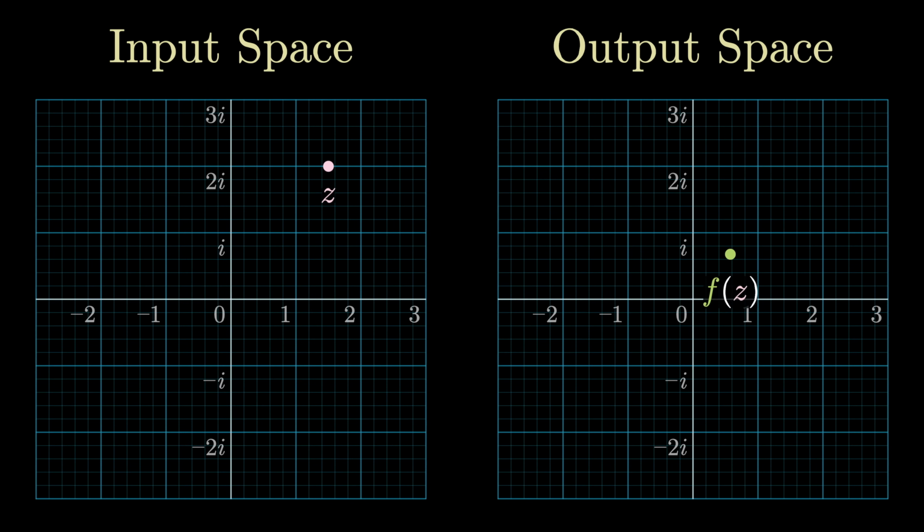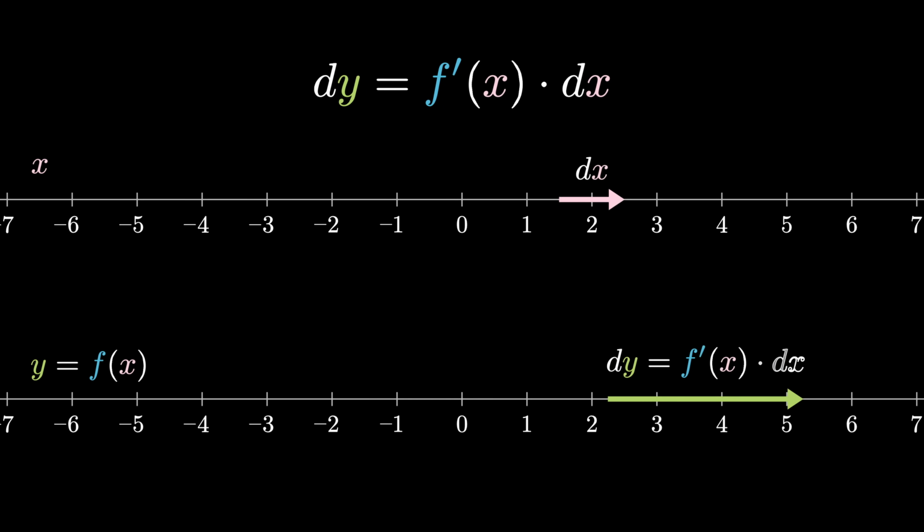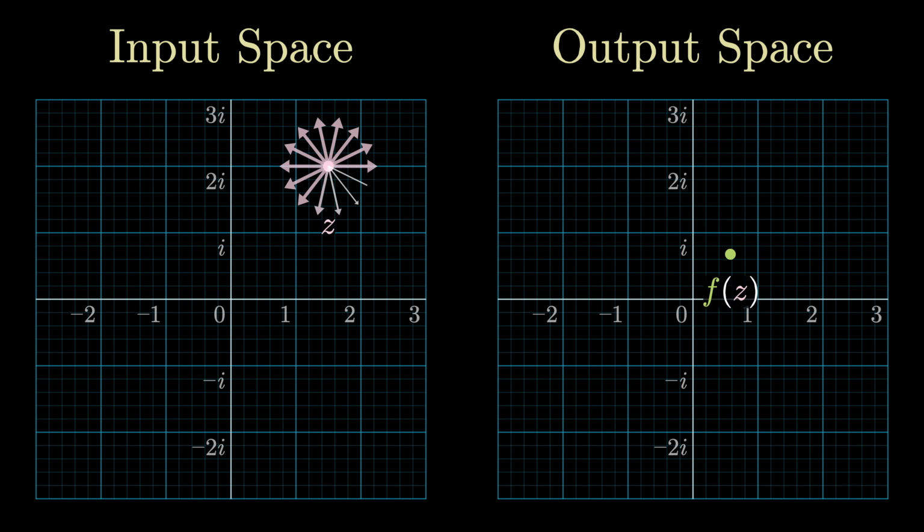Let's try and build up the same visual we had with the real derivative. From before, we have the input space and the output space, both of which are complex planes. Let's consider a point z and its image f of z. In the real case, taking a small step dx was easy enough. We either went left or right. But here in the complex case, we have infinitely many directions to choose from.